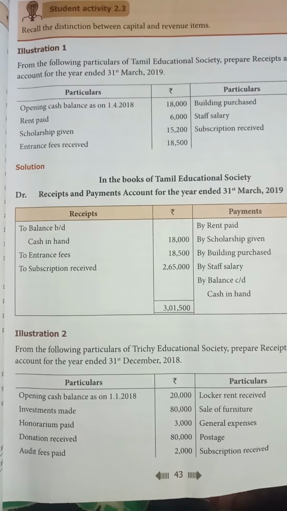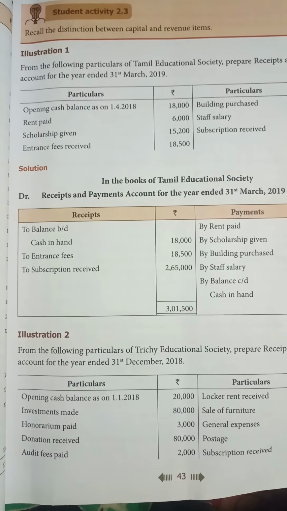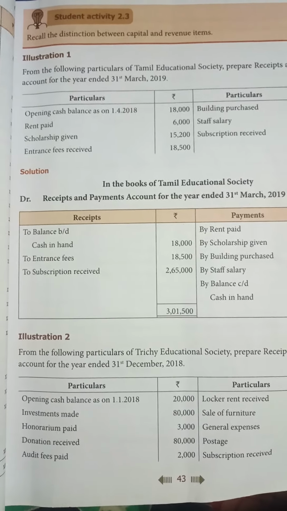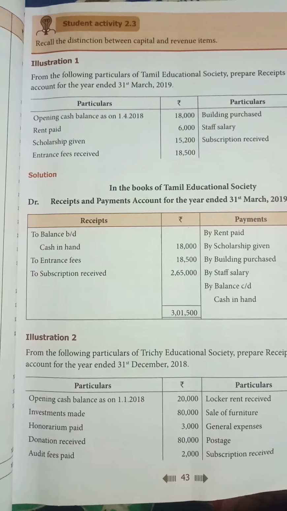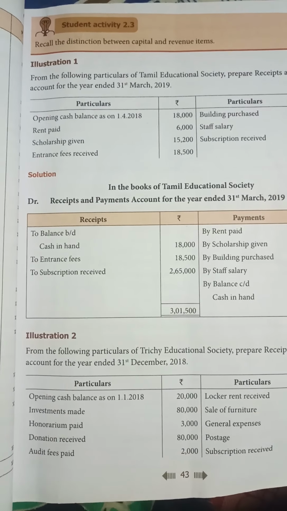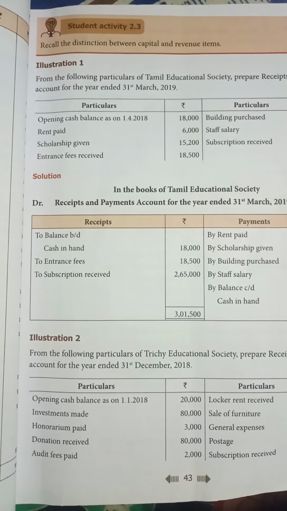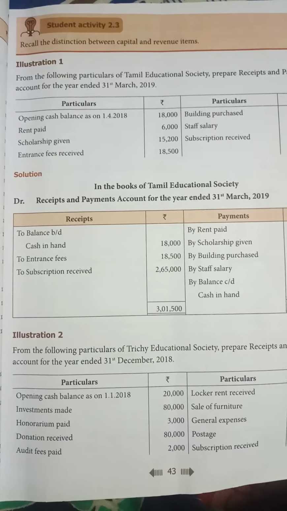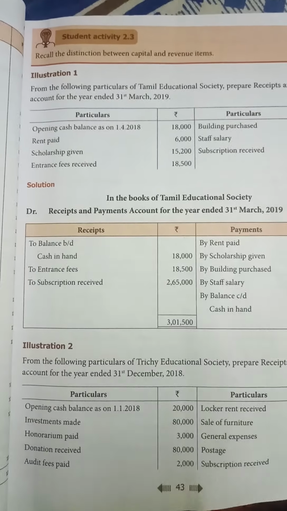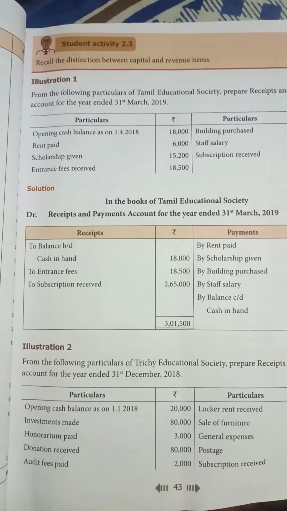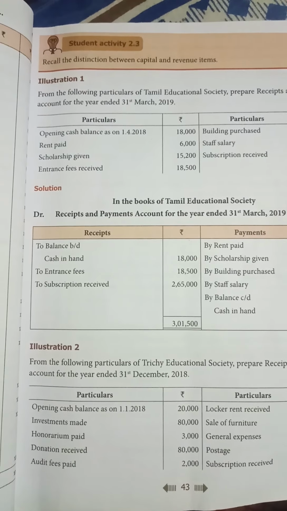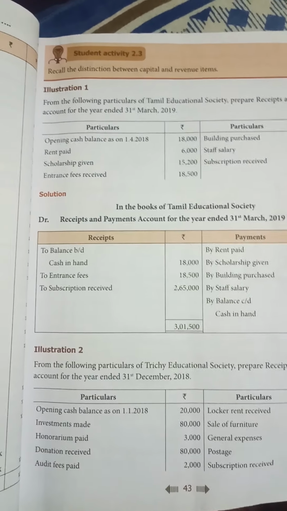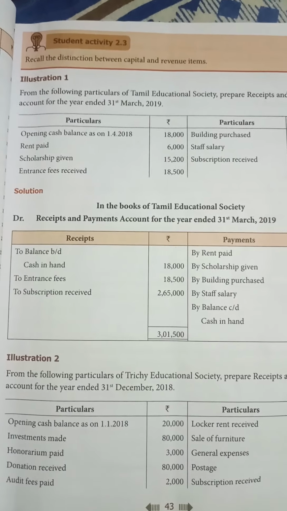Illustration 1. Before moving on to this, let's have a recap of what we have done in the previous class. We have just read the format of the receipts and payments account. Receipts and payments account means where we enter all the cash receipts and cash payments in account format, which means we use the debit side towards your left side of the accounts notebook, and enter all the payments towards the credit side, that is the right side of your accounts notebook.